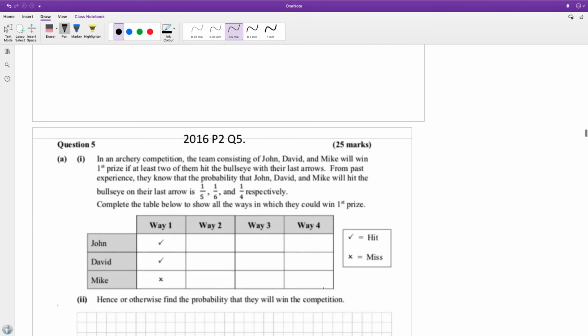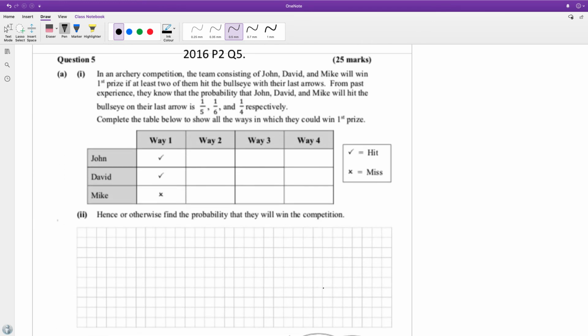Right. So 2016 paper 2 question 5. I had you start this. In an archery competition, the team consisting of John, David and Mike will win first prize if at least 2 of them hit the bullseye. The probabilities that John, David and Mike will hit the bullseye on their last shots are 1 over 5, 1 over 6, and 1 over 4 respectively. Complete the table below to show all the ways they could win first prize.